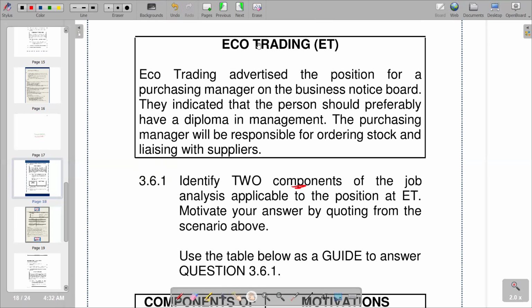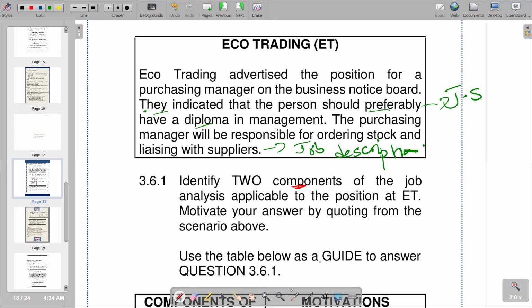So going to our question now, we try to identify what we have in terms of those components. Let's go through the information that we have. In this sentence, they indicated that the person should preferably have a diploma in management. Preferably having a diploma in management is indicating job specification, as a component of job analysis. Then we move on to the next sentence. It says ordering stock and liaising with suppliers. This is a duty or responsibility for the purchasing manager, so this is indicating job description as a component of job analysis. So we have those two.